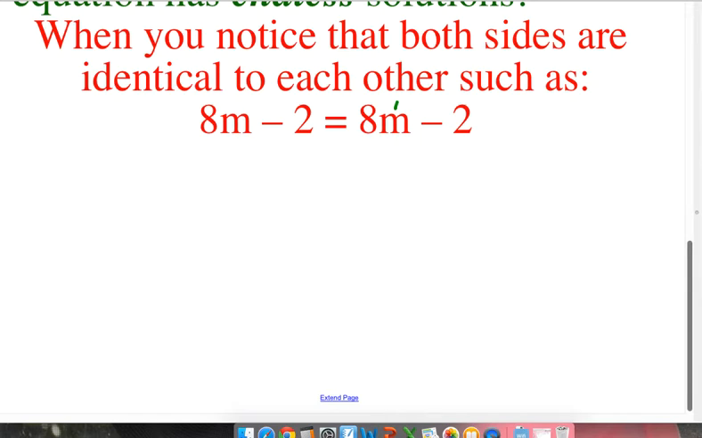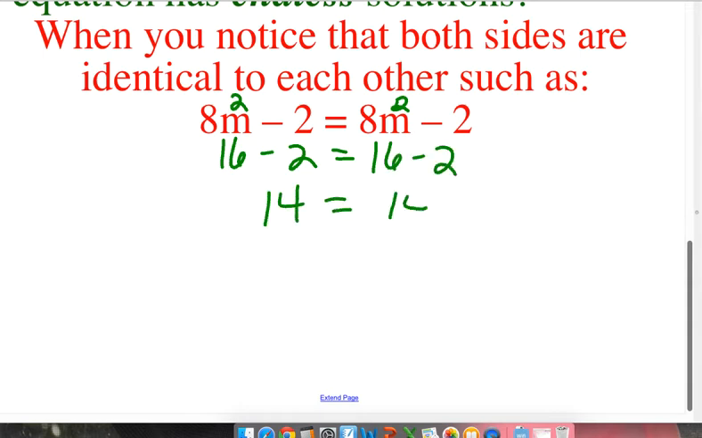Let's pick another value. Let's make m have a value of 2. All right, watch, I'll show you. 8 times 2 is 16. 8 times 2 over here is 16. 16 minus 2 is 14. 16 minus 2 is 14. 14 does equal 14. See what I mean?